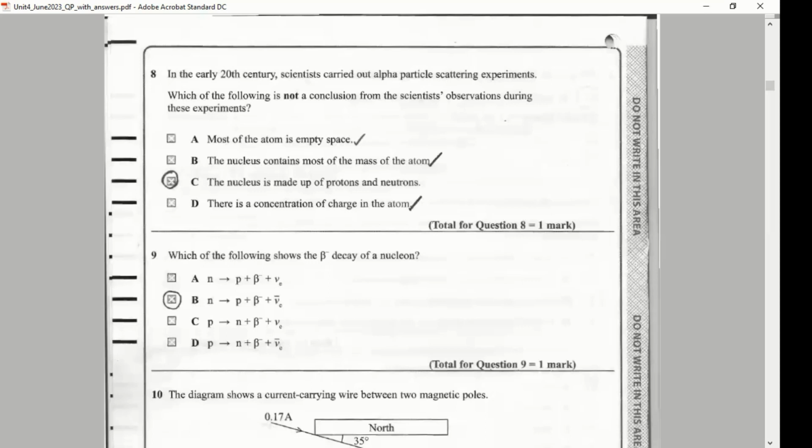The electron-lepton number of a neutron is 0, of a proton is 0. A beta minus, which is an electron, has an electron-lepton number of +1. So you need a little particle which has no charge, which has a lepton-electron number of -1, and that would be the anti-electron neutrino. So the answer is B.